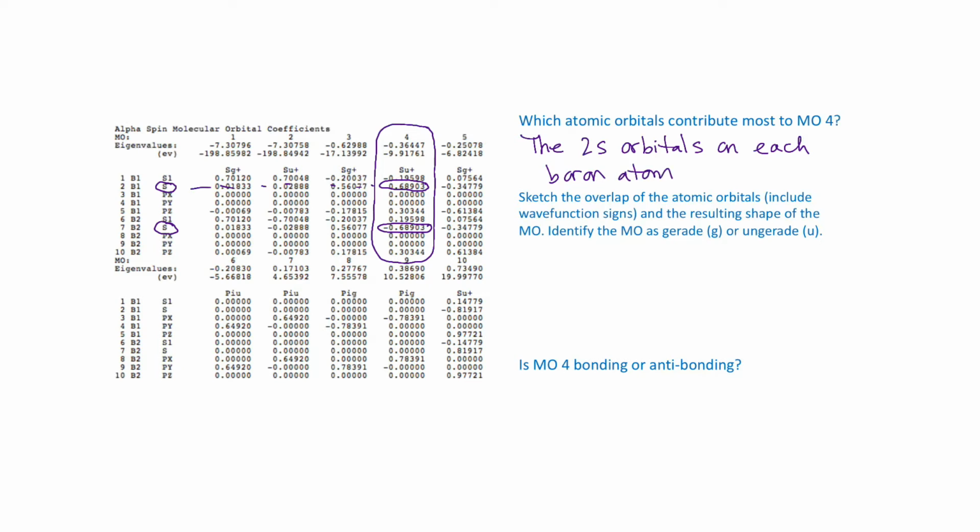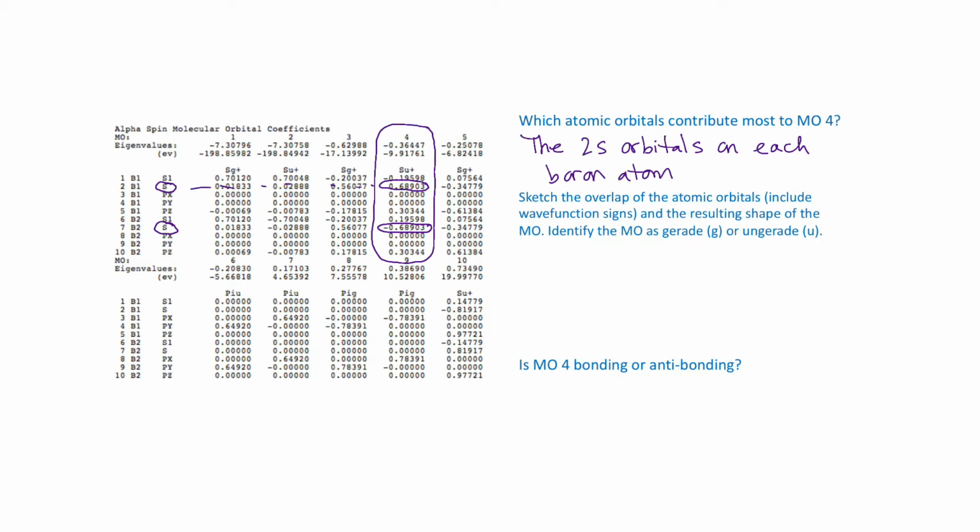Okay, all right, so now we're asked to sketch the overlap of the atomic orbitals that we just identified. We want to include the wave function signs in the resulting shape of the molecular orbital, and then we're going to label it as gerade or ungerade. So we're going to put our skills that we just covered to work. All right, so let's see here. We want to sketch the overlap of our 2s orbitals.